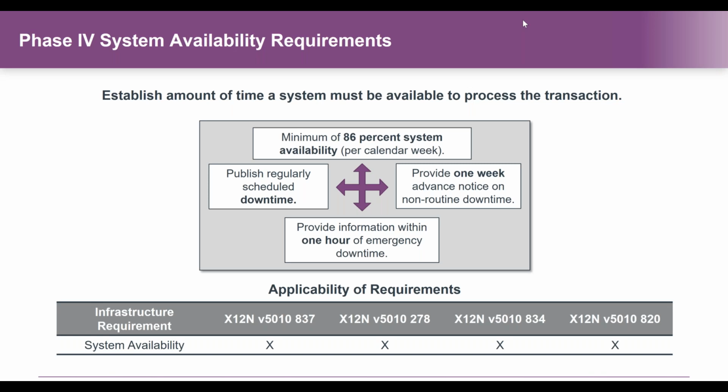We also have a 1 hour notice provided if there's an emergency downtime. Obviously, in an IT system or world, there could be emergency breaks, and emergency fixes have to go in as well. So this allows those systems and applications to get the repairs that they need, but also the trading partners are aware when that system is down. And these requirements are applicable for all 4 of the Phase 4 transactions.